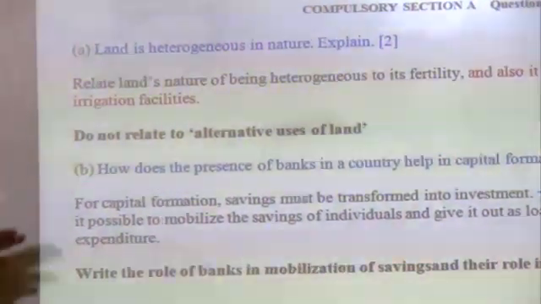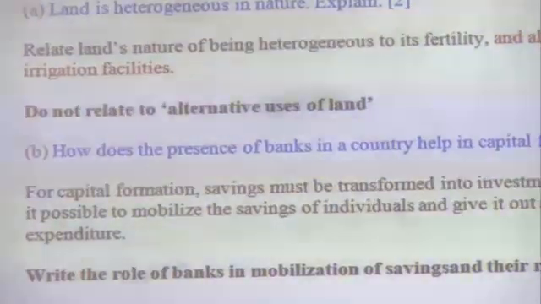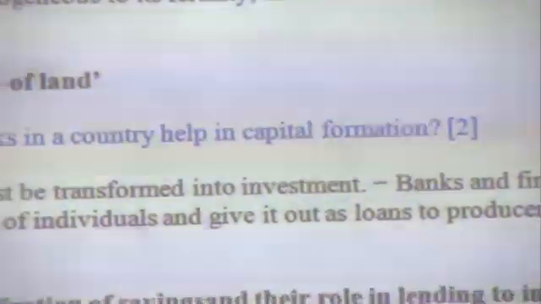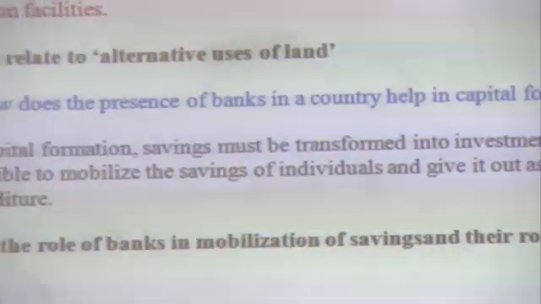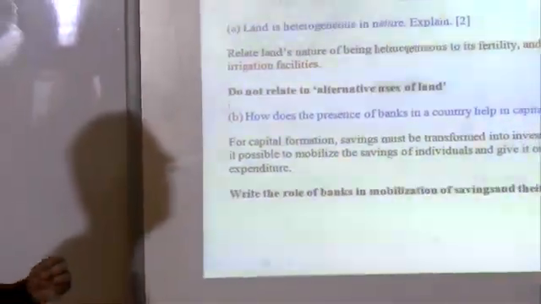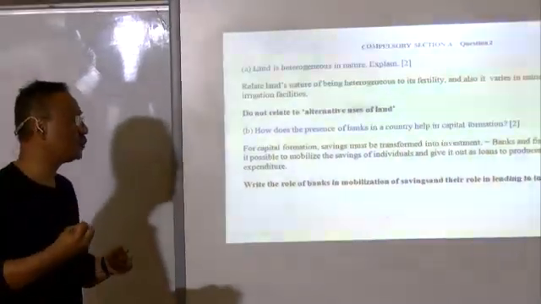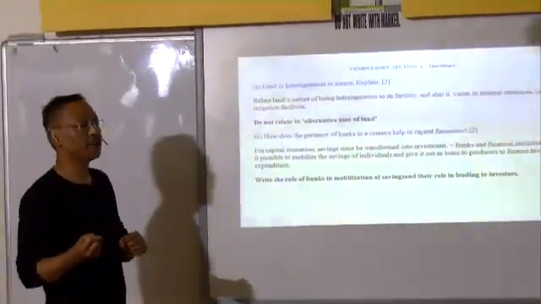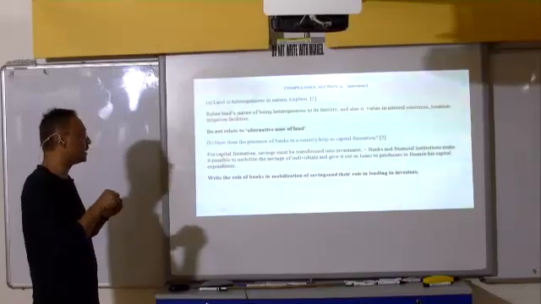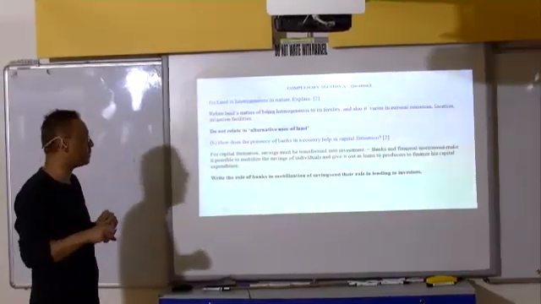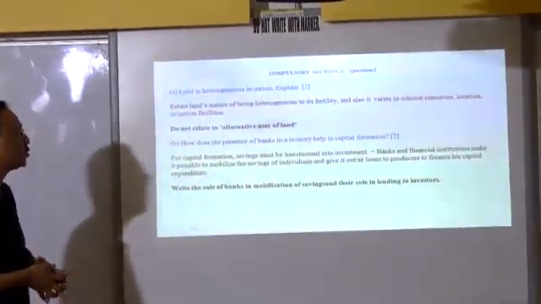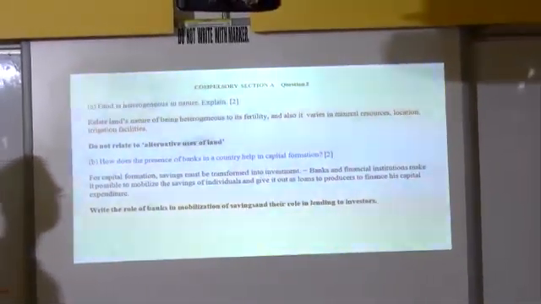The next question, which is 2 marks again, is question number 2B. How does the presence of banks in a country help in capital formation? For capital formation, you need savings, and these savings must be converted into investment. For example, individuals, households, they save their money in the banks, and the banks take that money, give you some interest for the deposits, and lend it as loans to the business people so that they can finance their capital.